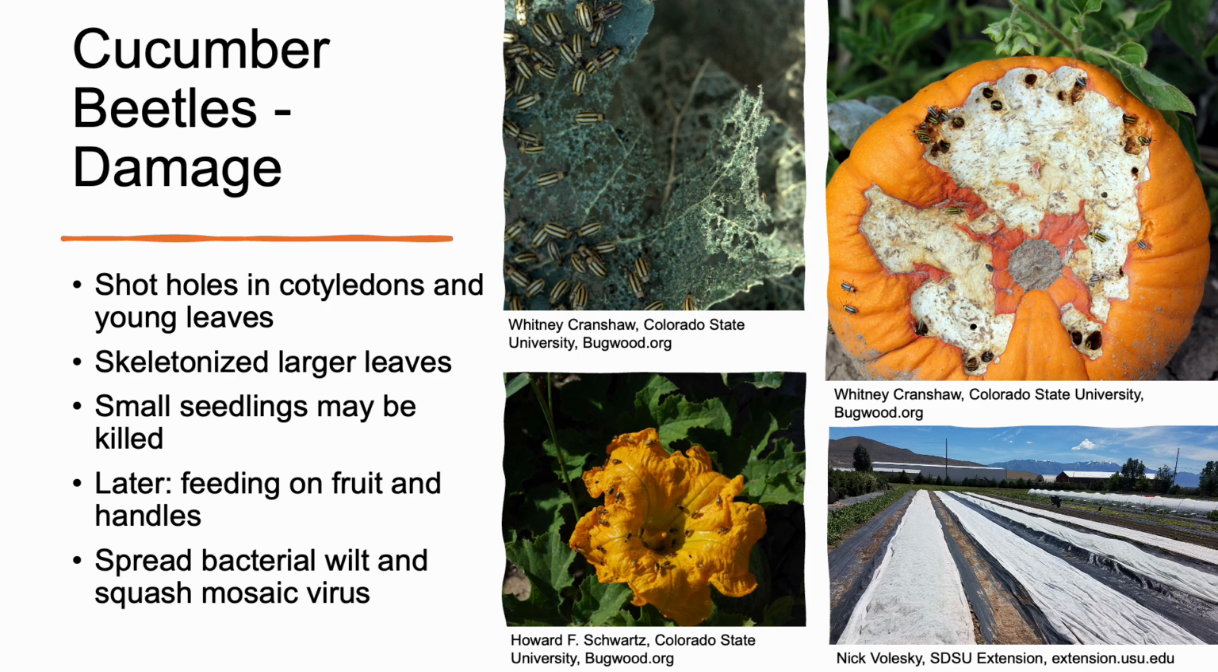One way farmers can prevent cucumber beetles and other insects from feeding on their crops is by using floating row covers as a barrier to insects, which can be seen in the bottom right image. If used, keep in mind that floating row covers need to be removed when plants begin to flower to allow for pollination.